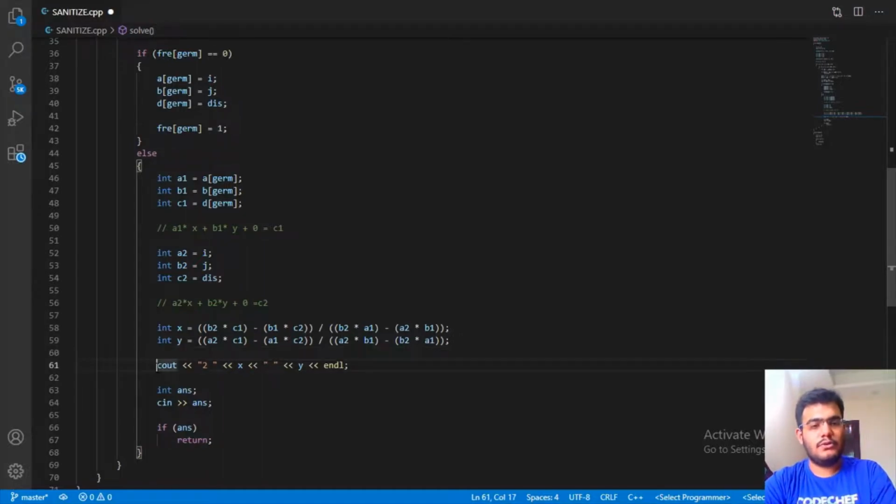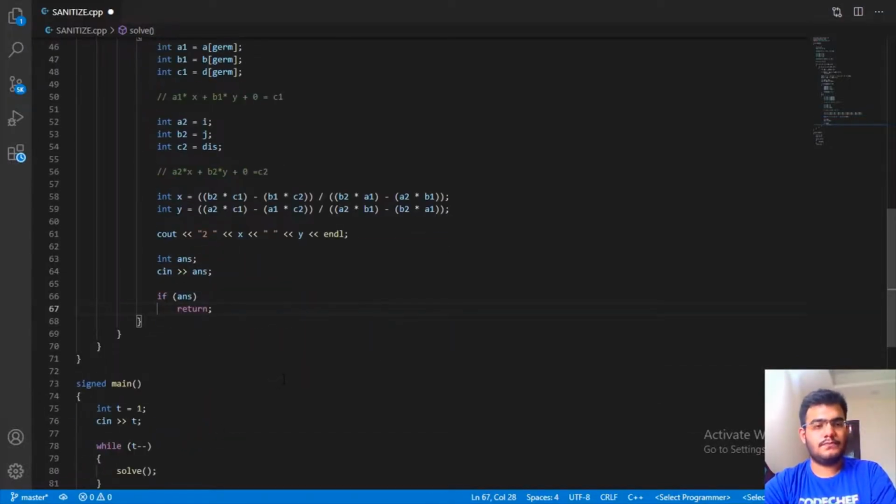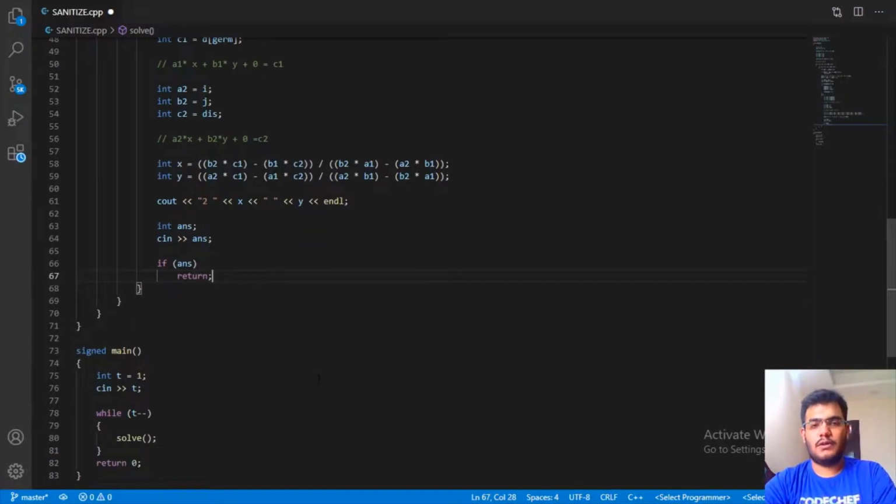So we will output 2 followed by the coordinates of that particular jump. Now, if this particular jump is the last one, so we will have the value of answer as 1. And if it is the case, then we will just return from here only. So this is the code for this particular problem.